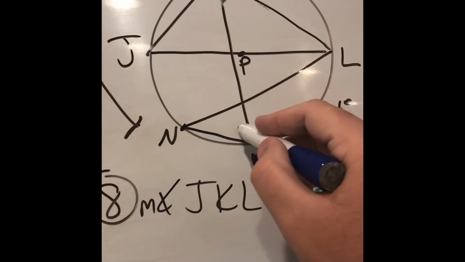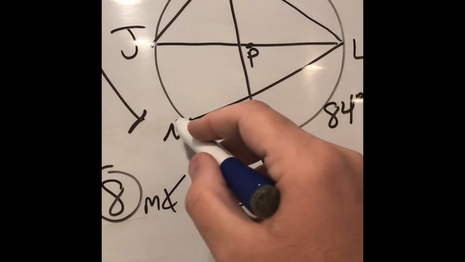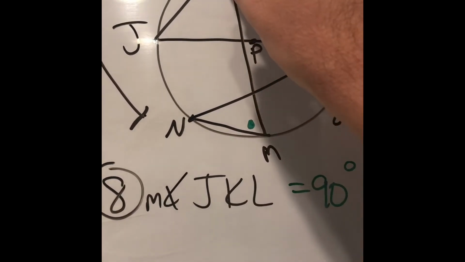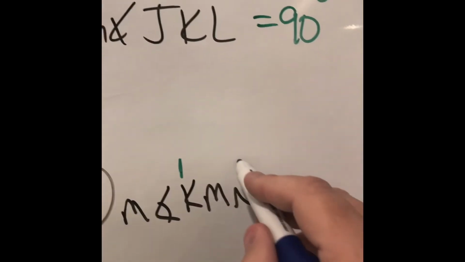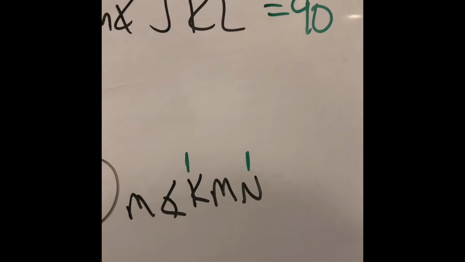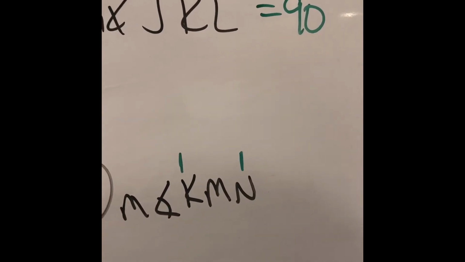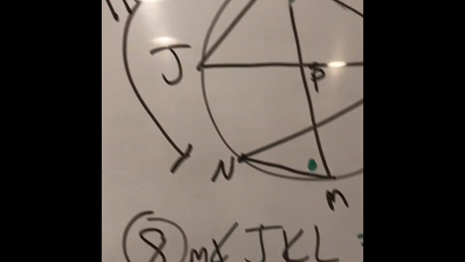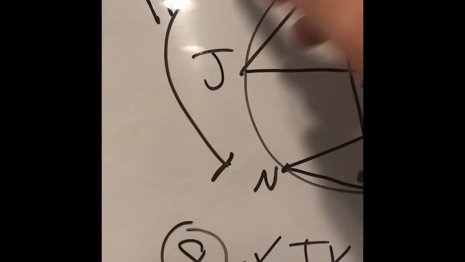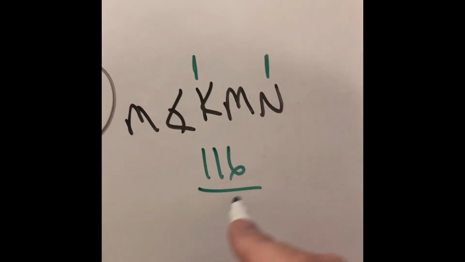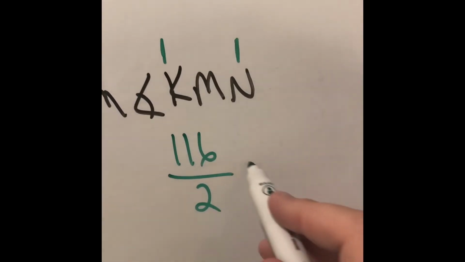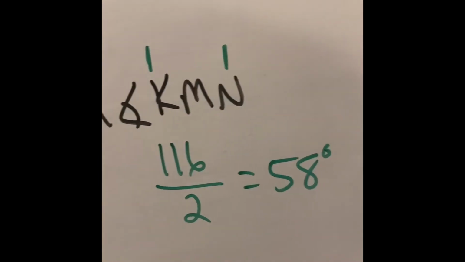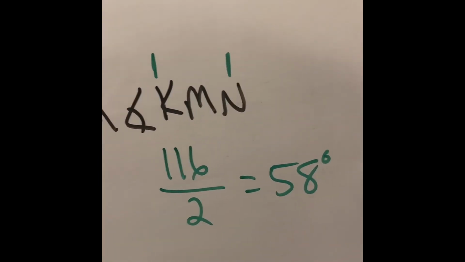Next we come down, we're looking for angle KMN. So here's angle KMN right here. So here's what I noticed, KMN. I noticed that KN are the endpoints that I want to look at for the arc. Okay, first and last name tells me the arc. Well, that's 116 degrees. So then KMN is going to be 116 divided by 2, and that equals 58 degrees for angle KMN.